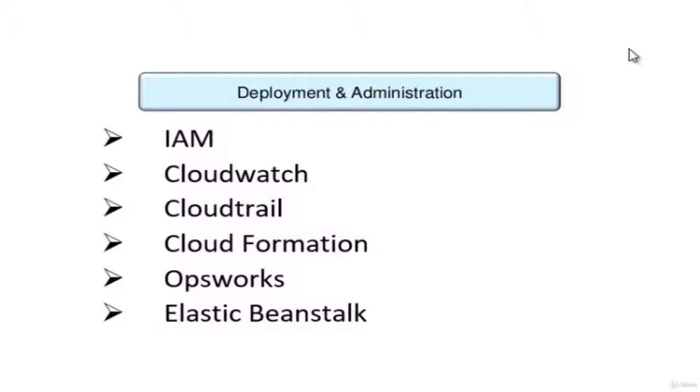Now the next component of deployment and administration is CloudFormation. AWS CloudFormation gives developers and system administrators an easy way to create and manage a collection of related AWS resources, provisioning and updating them in an orderly and predictable fashion. You can use AWS CloudFormation's sample templates or create your own templates to describe the AWS resources and any associated dependencies or runtime parameters required to run your application. You don't need to figure out the order of provisioning AWS services or the subtleties of making those dependencies work. CloudFormation takes care of this for you.